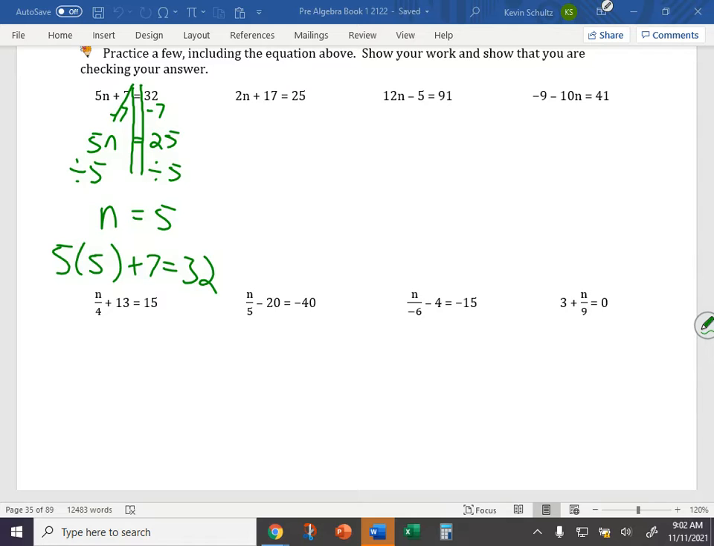Griffin, subtract 17. Okay? Draw the railroad tracks if you want to, if they help. But the opposite of adding 17 is subtracting 17. Okay? 17 minus 17 equals 0. It cancels out. 2n is equal to 8.